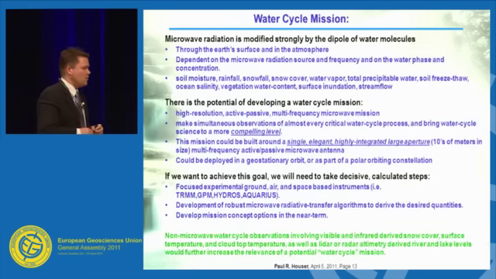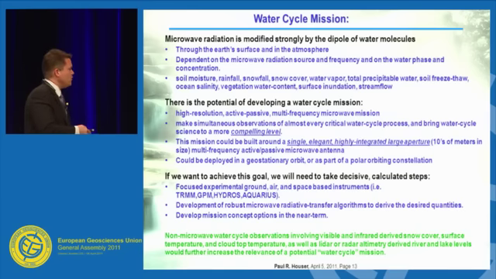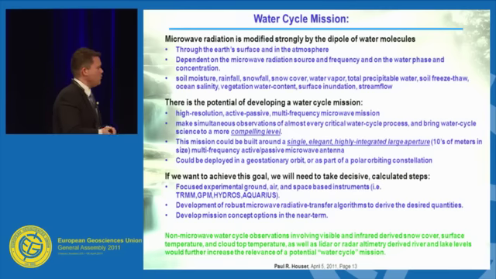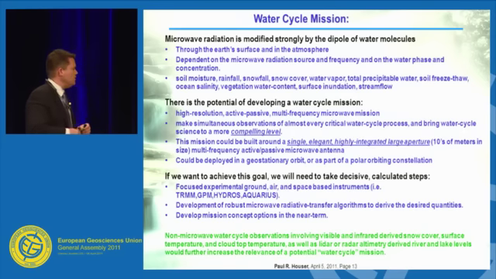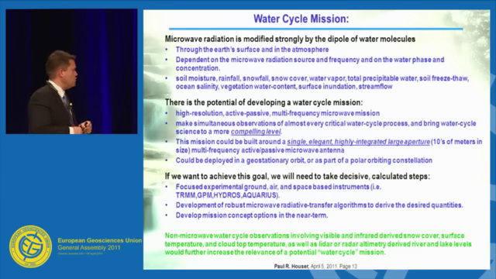So here's the vision for a water cycle mission. I've already talked about how microwave radiation is good at sensing the water cycle. There's this potential of a high-resolution, active-passive, multi-frequency microwave mission that can make simultaneous observations of almost every critical water cycle process and bring water cycle science to a new compelling level. This mission could be built around a single, elegant, highly integrated, large aperture, multi-frequency, active-passive microwave antenna that could be deployed in geostationary orbit or as part of a polar orbiting constellation like GPM is. This could even be thought of as maybe a GPM follow-on.